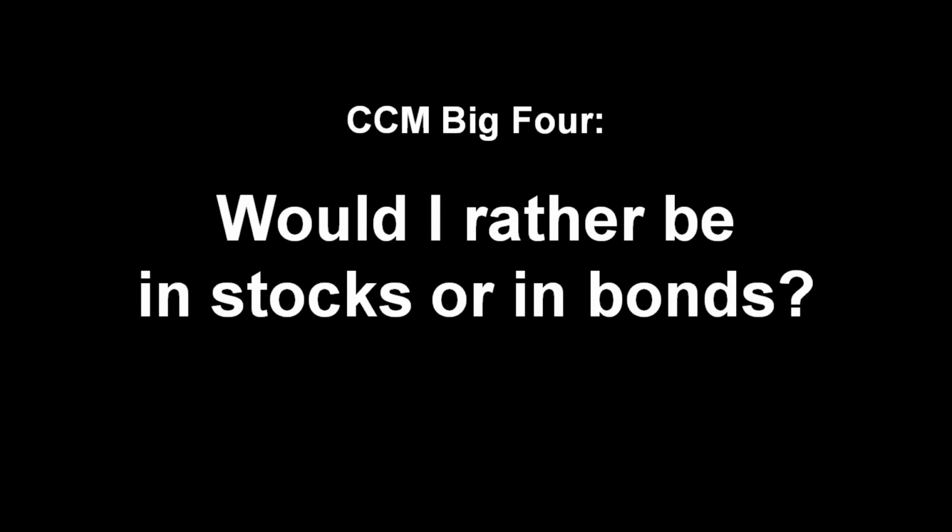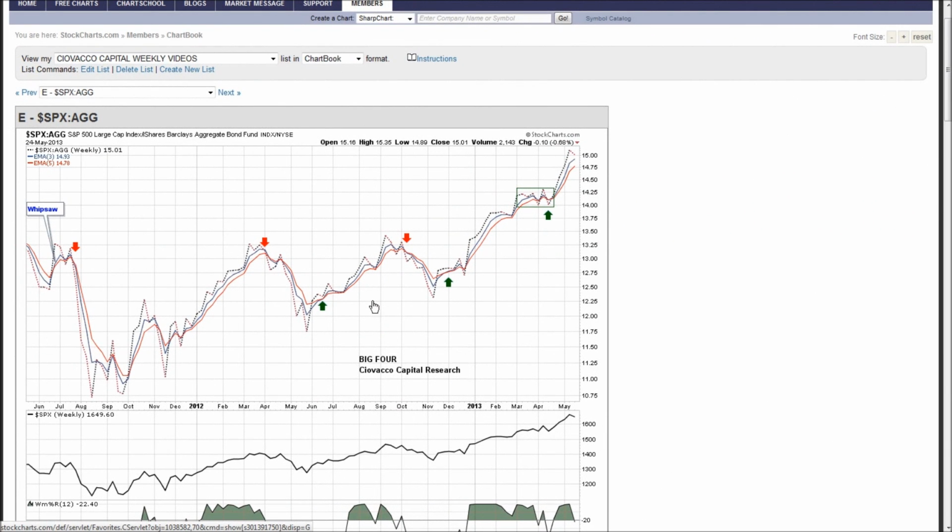Another relevant question addressed in the CCM Big Four charts and in the CCM correlation model is, would I rather be in stocks or in bonds? To help answer that question, the model uses stocks, S&P 500, relative to bonds, AGG.